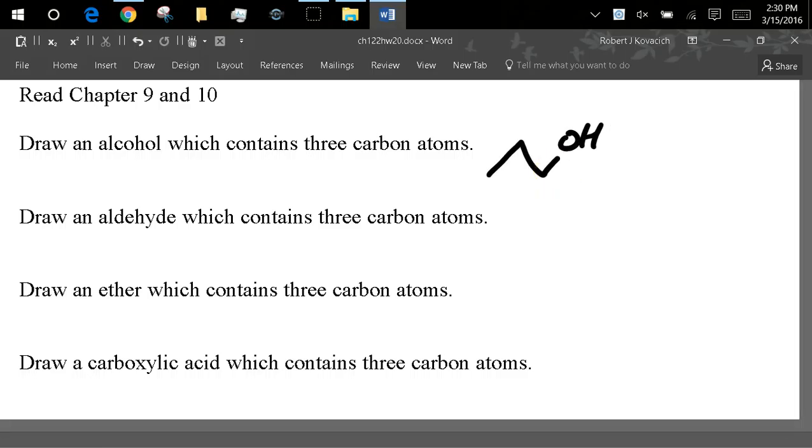Are we good with that for the first one? What's that face for? No, okay. So I want you to be really specific about this. This is 1 carbon, this is 2 carbons, this is 3 carbons, and tell me what this is right here.